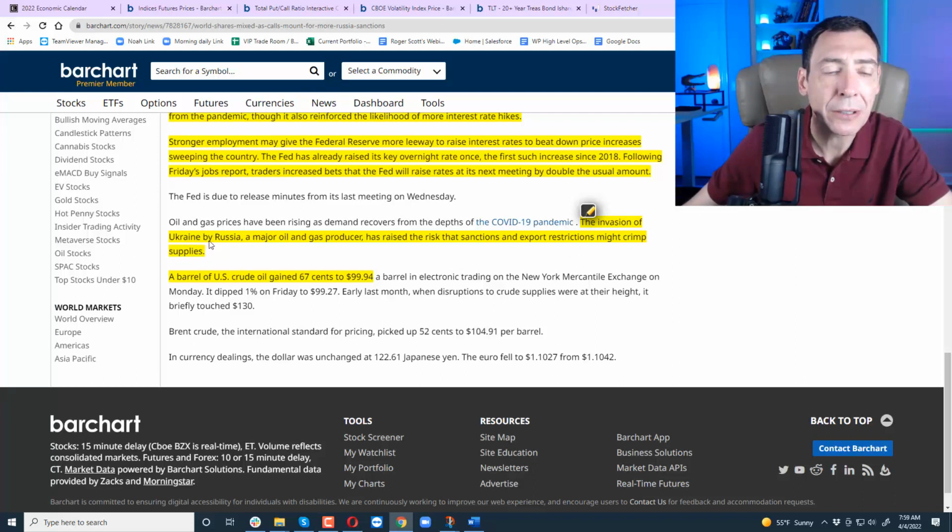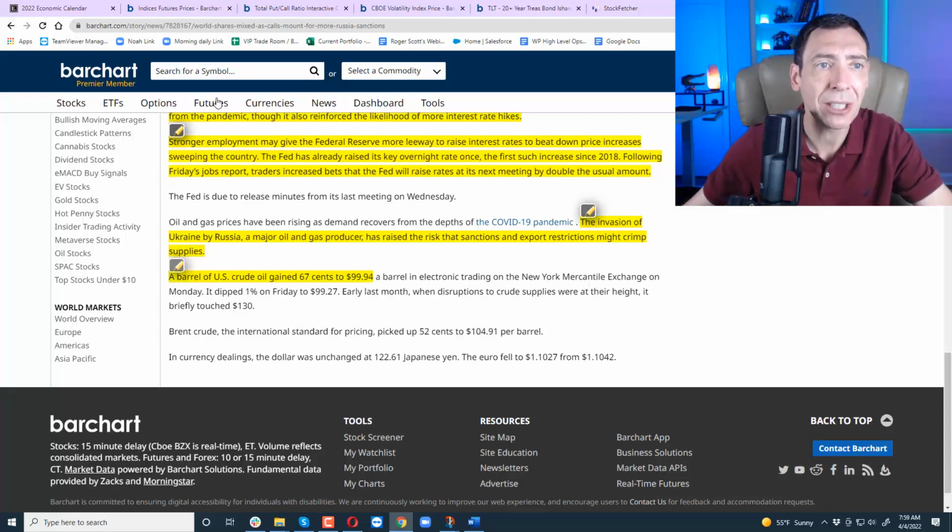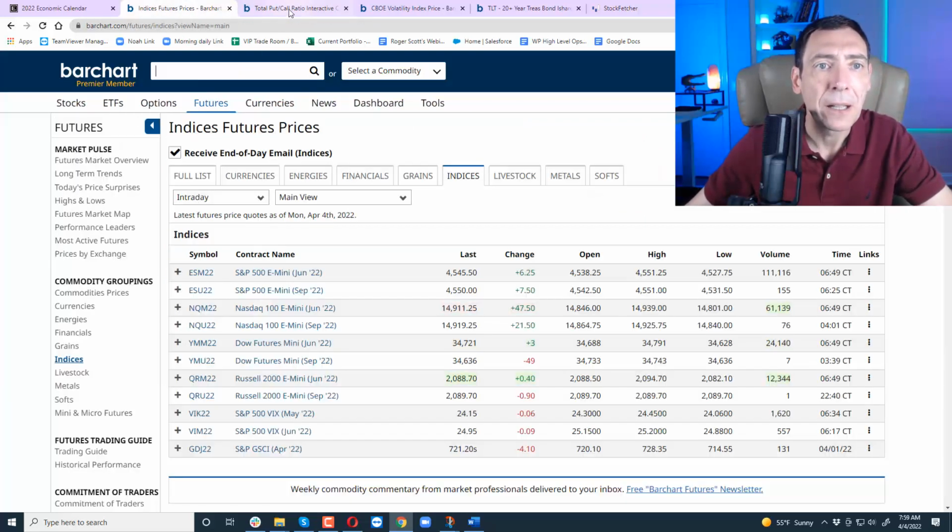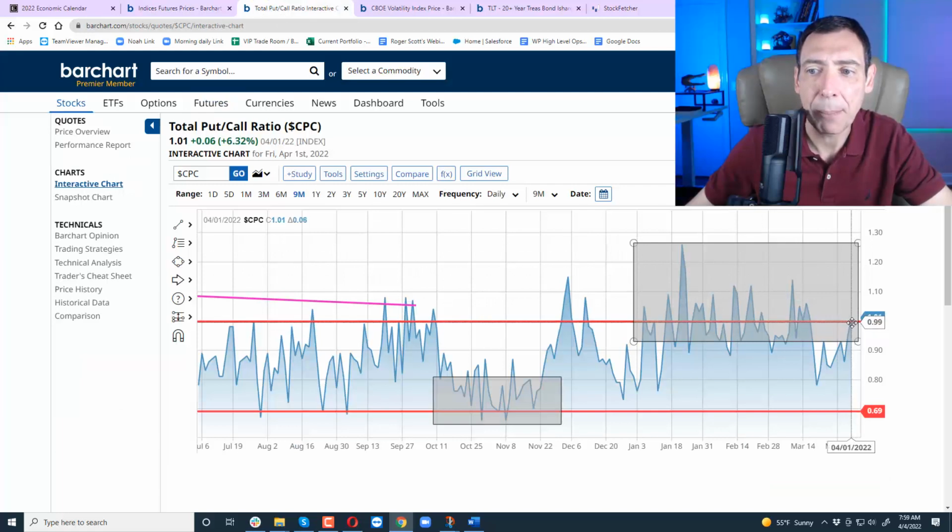The invasion of Ukraine by Russia, a major oil and gas producer, has raised the risk that sanctions and export restrictions might crimp supplies. U.S. oil is at $99, almost at $100 a barrel, and we went as high as $120 a barrel. And now utilities are seeing much of the same price. Now, looking at the put-to-call ratio, we're back above one.